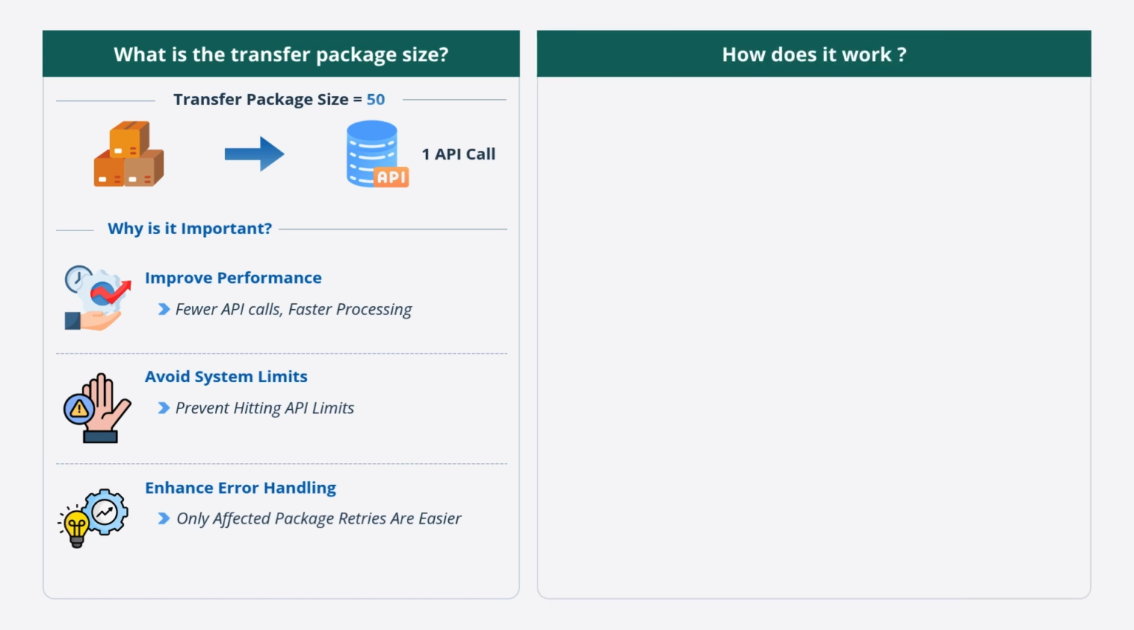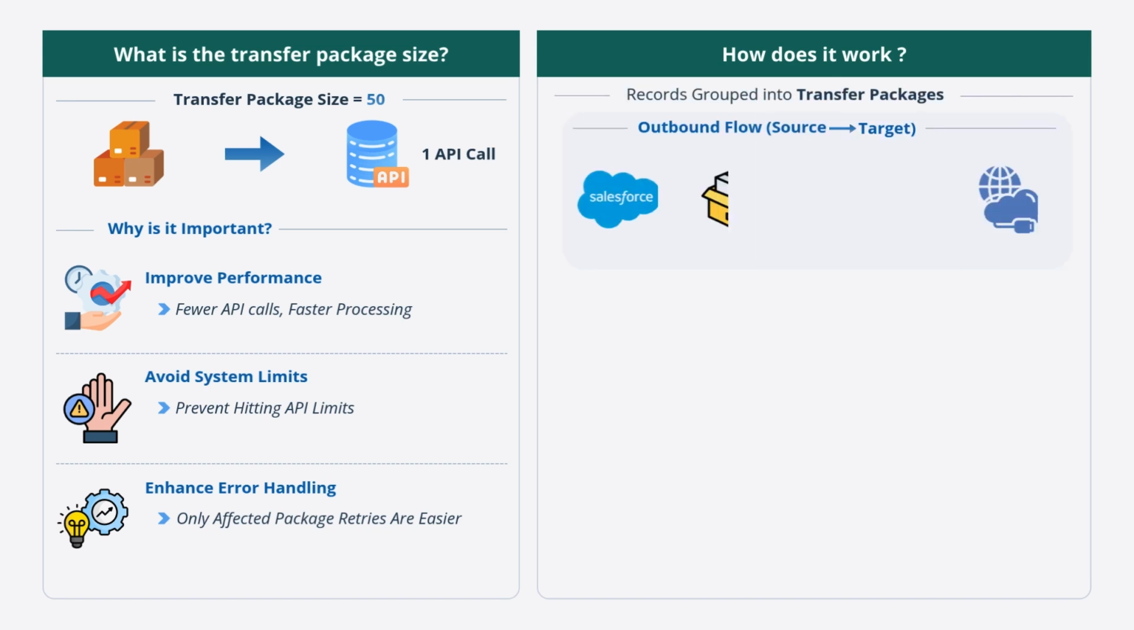How does it work? Now, let's look at the right side, which shows the process flow. Outbound flow. For outbound integration, data starts from Salesforce as the source system. Records are grouped into transfer packages. Then they're sent through the internet to the external system. Each package is sent as a single request.